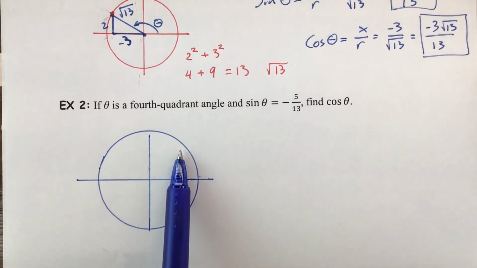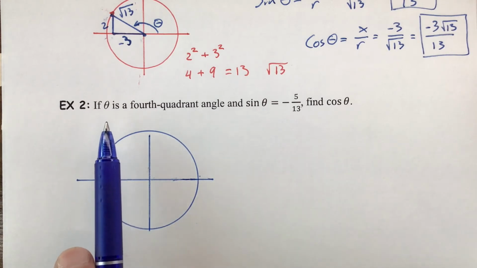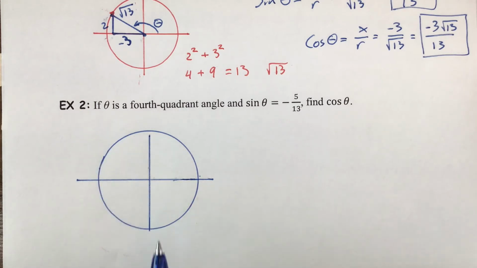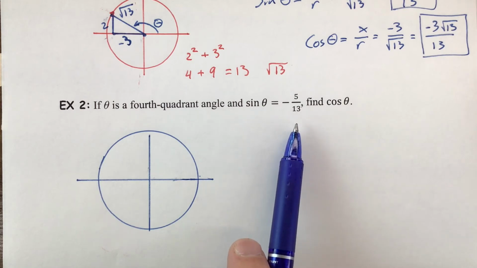All right, so this is quadrant 1, that's 2, that's 3, and that's 4. So we're hanging out over here. That's where theta is at. We don't know exactly what theta is. We don't know what the measurement of theta is. However, we are told that the sine of theta is negative 5/13.